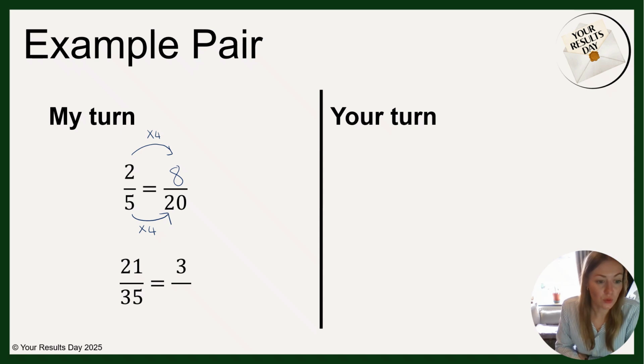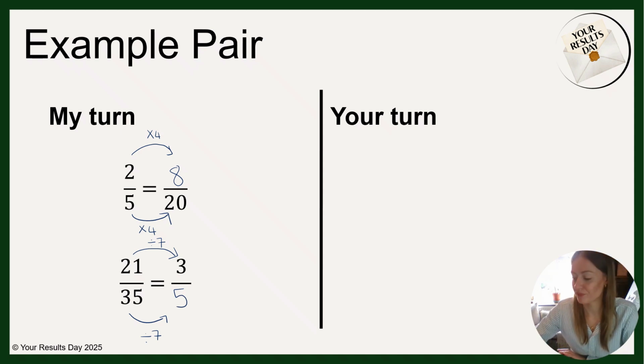On this second one, we're trying to get 21 down to 3. So this is a simplify. 21 to get to 3 is divide by 7, because how many 7s are in 21? 3, 6, 9, 12, 15, 18, 21. That was 7. So we do the same to the denominator, which is to divide by 7. 35 divided by 7 is 5.